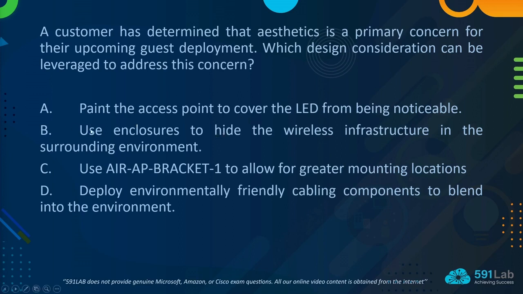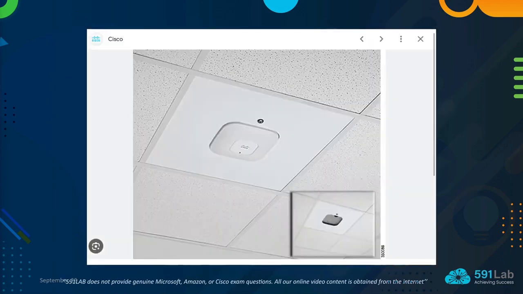The only good option that we have is using enclosures to hide the wireless infrastructure inside the surrounding environment. So let me show you one of the enclosures that we basically use in order to hide the access point and make it smooth with the environment around it. This is one of the enclosures that Cisco uses in order to hide the access point inside of the ceiling tiles.